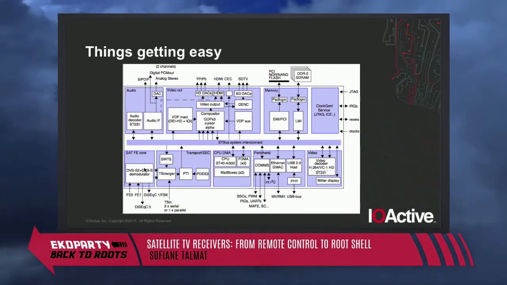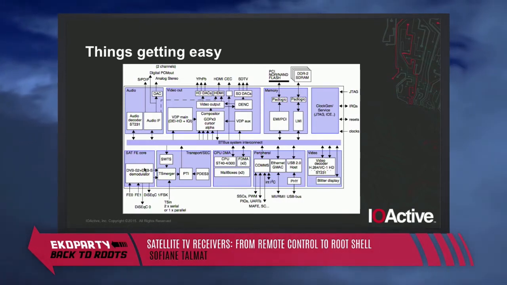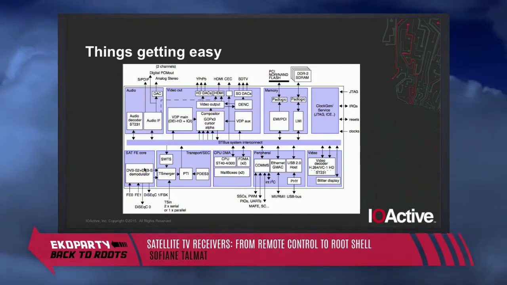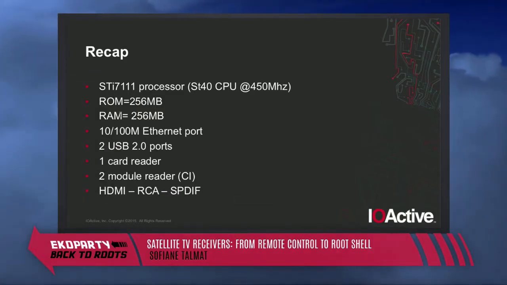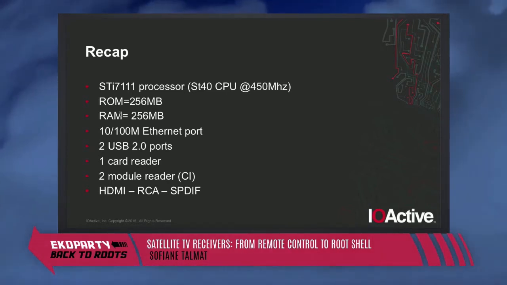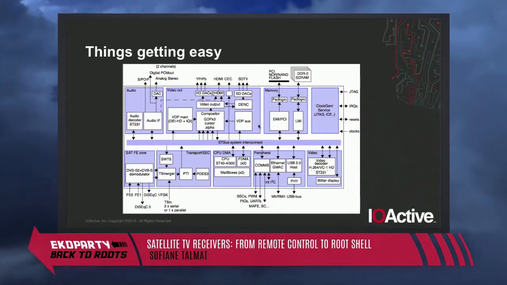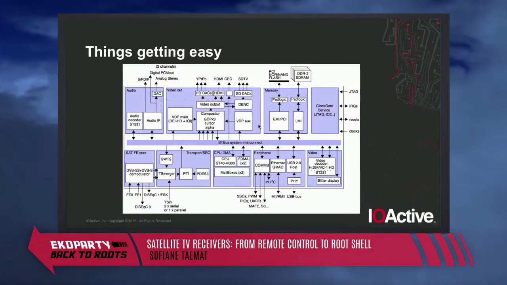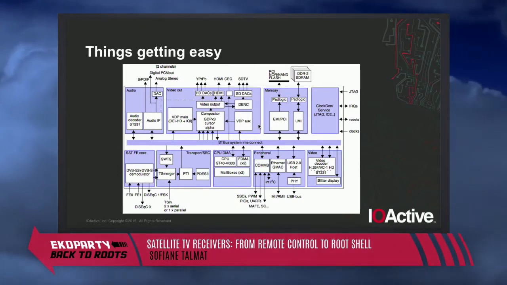Things are getting much easier because now we have different processors that are designed to be used in set-top boxes. For example, this STi 7111. This is the processor that I have. It's an SH4. It has a 450 megahertz CPU inside. And if you take a look at the whole processor, it's just made to be used in a set-top box. So it has all the entries that you need. It has the entry to the tuner, to infrared, to HDMI.